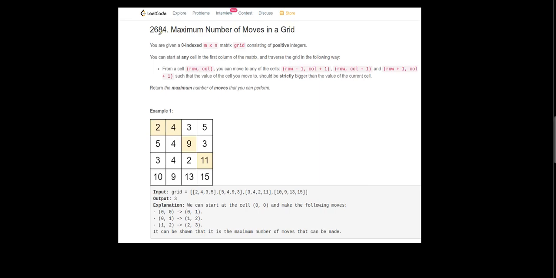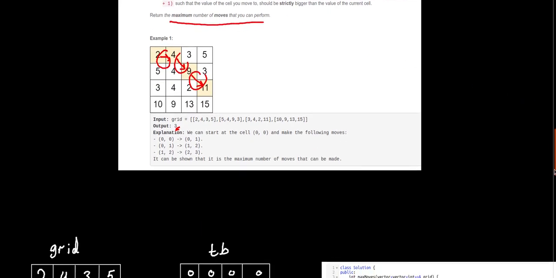Hi, this is the LeetCode question, maximum number of moves in a grid. For this example, the answer is 3, because we can move from 2 to 4, from 4 to 9, from 9 to 11. And so we have 3 moves, and this is the maximum number of moves that we can perform.